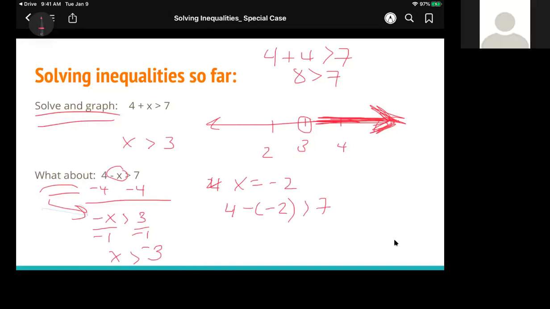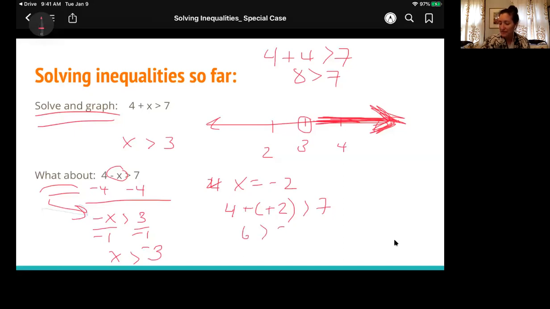Are you talking to me? Yeah. What's 4 minus -2? Form the -2 you said? 4 minus -2, right? Oh, so it'd be 6 then. Yeah, because you keep change flip. All right. So we'd end up with 6 is greater than 7.